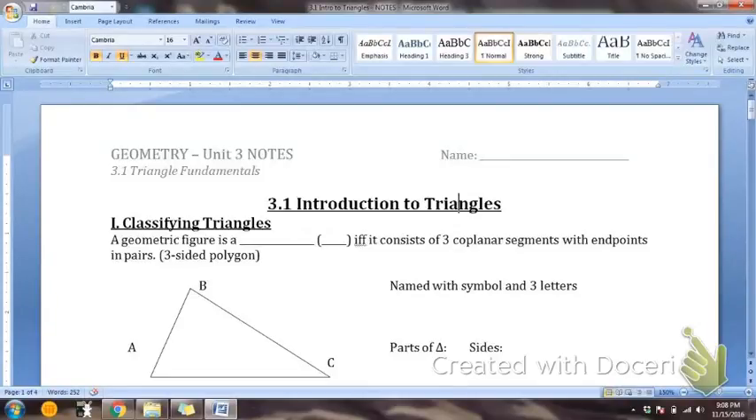Okay, I'm going to try something here. I just somehow lost the first 30 minutes of this lesson, so I'm going to try something here and we'll see how this goes.